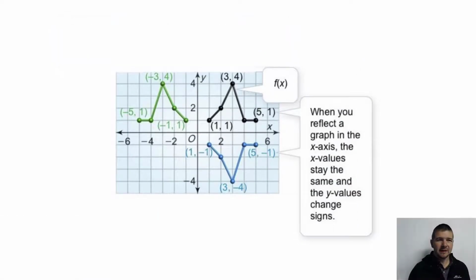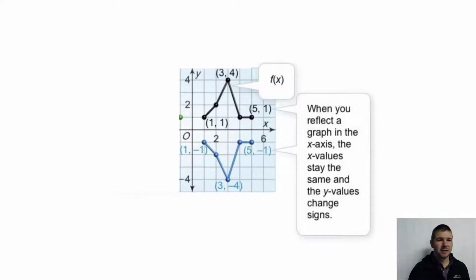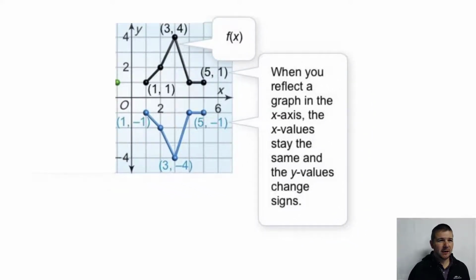So when you reflect a graph in the x-axis, the x values stay the same and the y values change signs. So again, checking out our corresponding points, the point that corresponds to (1, 1) from the original graph f of x is (1, -1) in our reflection across the x-axis. The point corresponding to (3, 4) is (3, -4), and the point corresponding to (5, 1) in the reflection is (5, -1).